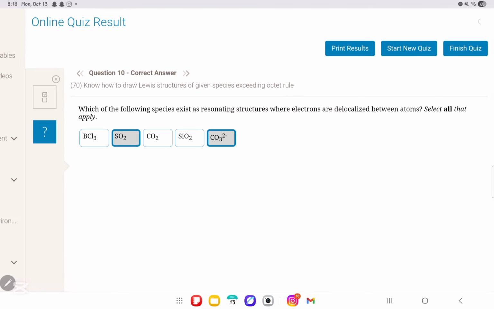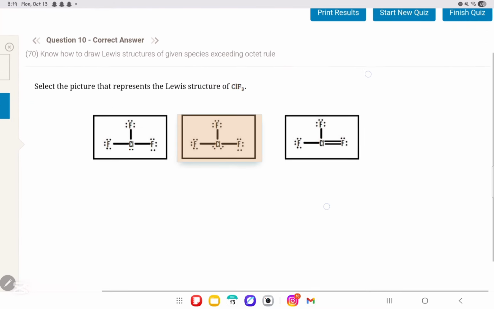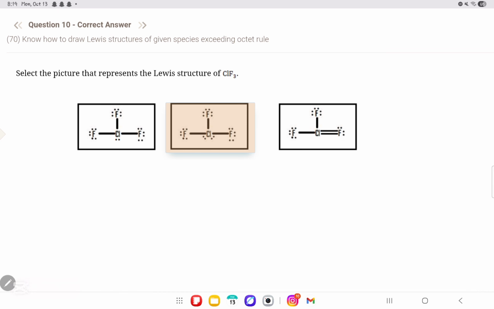Now, question number 10. Question number 10, what does it say in question number 10? Select the picture that represents the Lewis structure of ClF3.